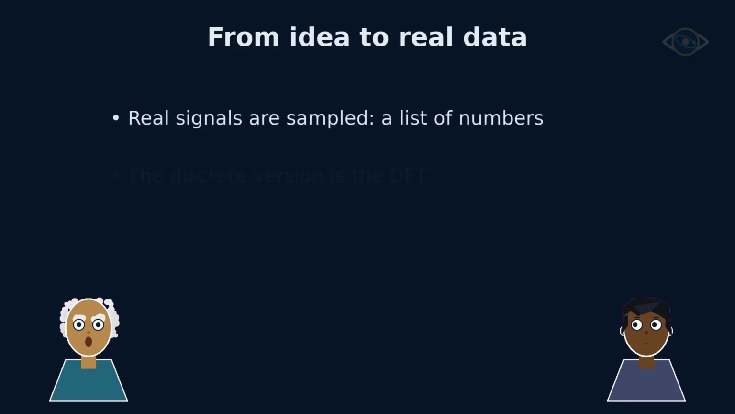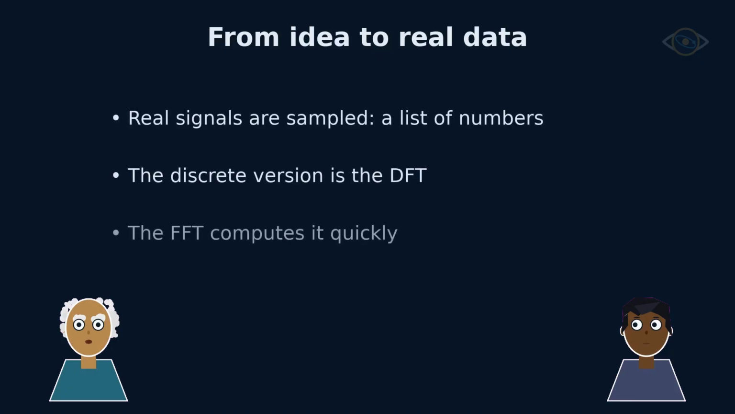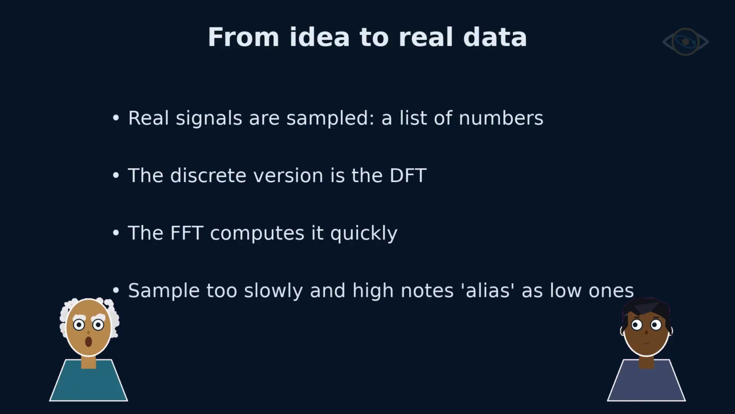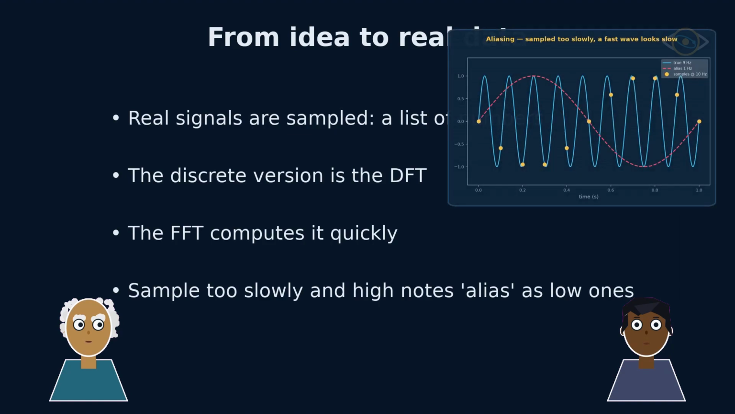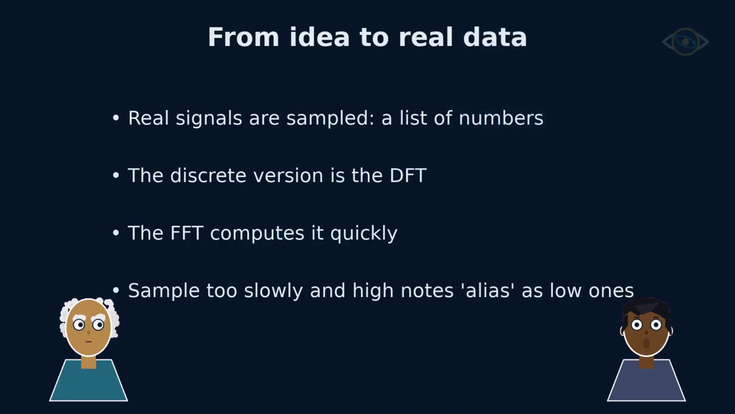In practice, we don't have a smooth curve. We have samples, a list of numbers from a microphone or a sensor. The same idea becomes the discrete Fourier transform. And if we sample too slowly, a high note can disguise itself as a low one. That's aliasing, isn't it? Exactly. Sample fast enough, and the recipe comes back out clean.